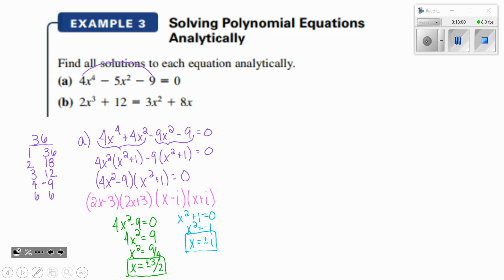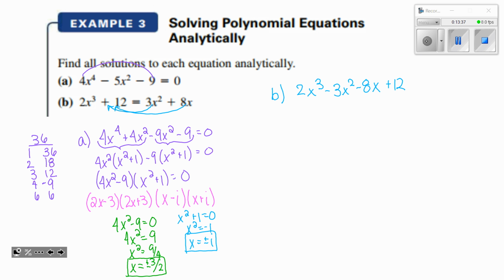Now let's look at B. The issue with B is the way it's written right now. I'm looking for where some cubic intersects some parabola. So the only way we can analytically solve this is to move everything over to one side and solve a related problem. To do that, I'm going to have to move the 3x squared over and the 8x over. So I'm going to rewrite it: 2x to the third minus 3x squared minus 8x plus 12.